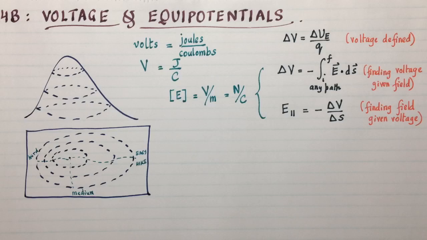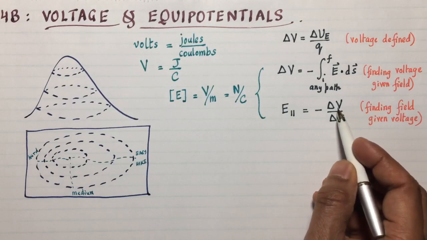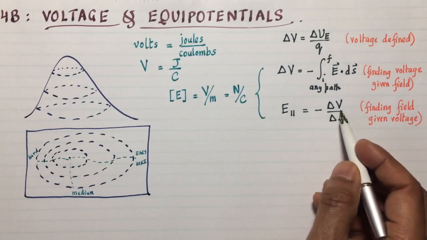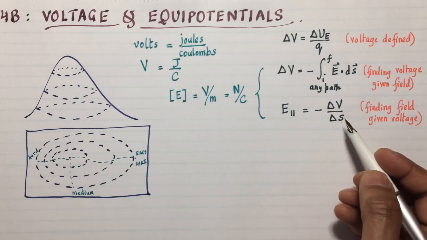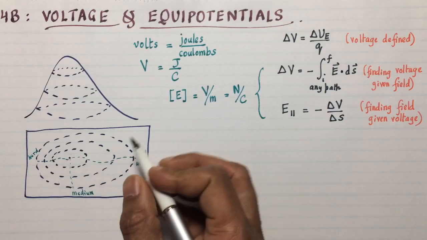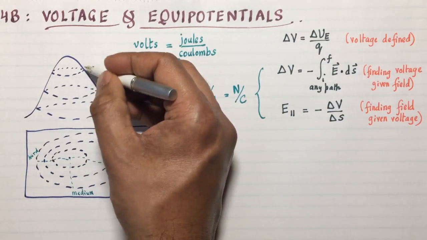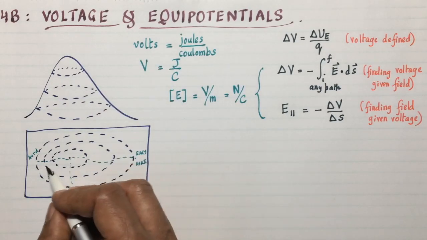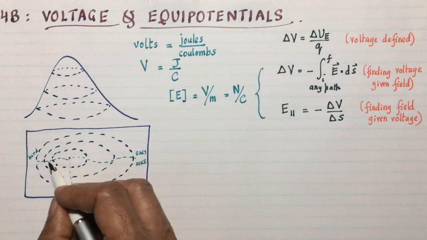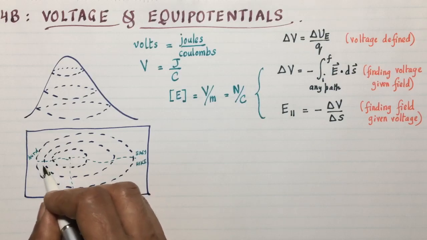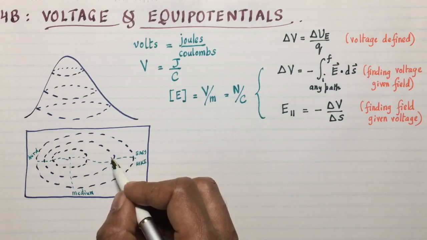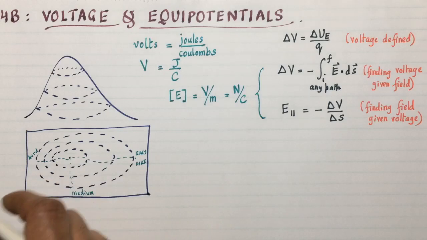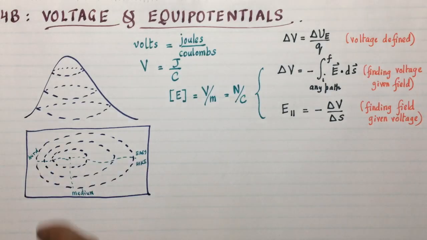What you're seeing here is a phenomenon of bunching. The change in voltage over the change in distance: here you're getting the same change in voltage. The change in voltage is the same, but the distance over which it occurs is smaller. So this has a bigger field and that has a smaller field. So the magnitude of the electric field can be found by the bunching up of the equipotentials.